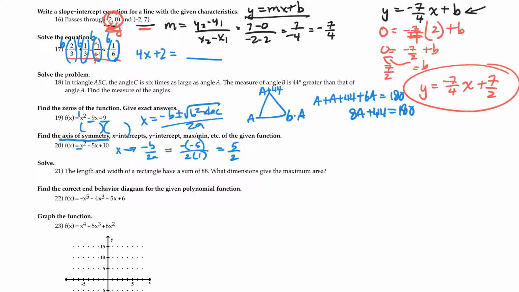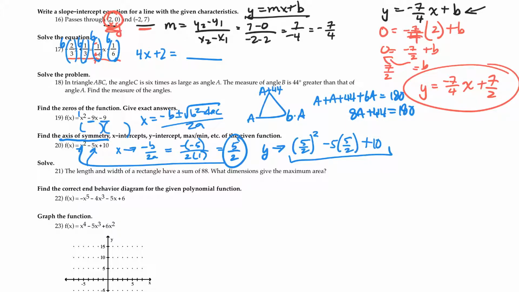Then you also need to determine what the y value of the coordinate is. So to figure out the y value of the coordinate, you plug this in everywhere you see an x in that function. So it'll be 5/2 squared minus 5 times 5/2 plus 10. And just figure all that stuff out, and that'll be the y coordinate of the vertex. The y-intercept is always that last number.